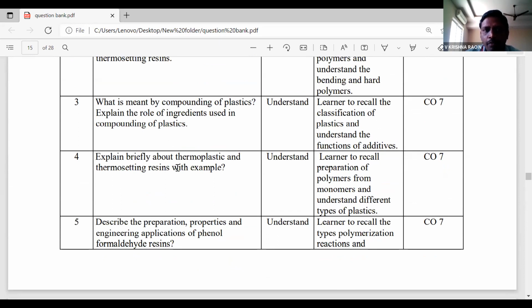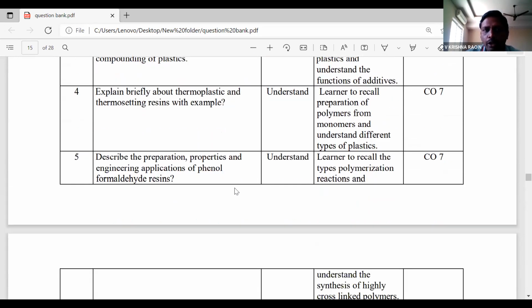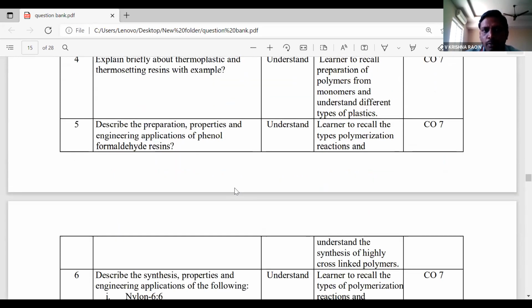Explain briefly about thermoplastic and thermosetting with example. You need to give the example here. What are thermoplastic resin and thermosetting resins? Here, preparation, properties and applications of phenol formaldehyde, whatever we discussed now. He is asking in an indirect way. Here the direct question is bakelite, asked in the form of preparation, properties, and engineering applications.